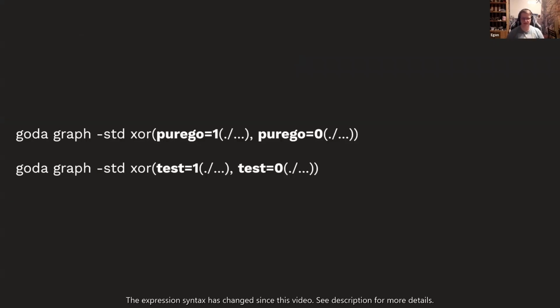You can also set regular build tags this way. So maybe you want to see what's the difference between pure Go and non-pure Go. Or you may want to look at the differences between the test packages and the non-test packages. So this test is a special kind of tag that I'm using to indicate whether the dependency graph should include the tests as well. By default, they are not included because most of the time you don't need them.